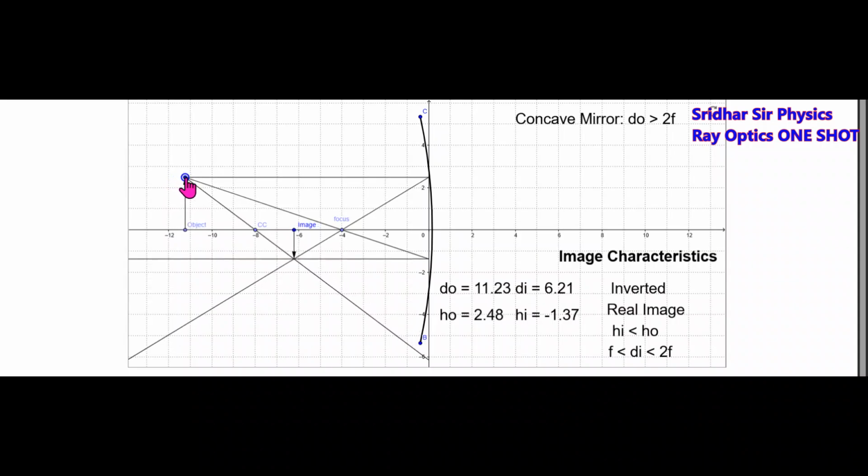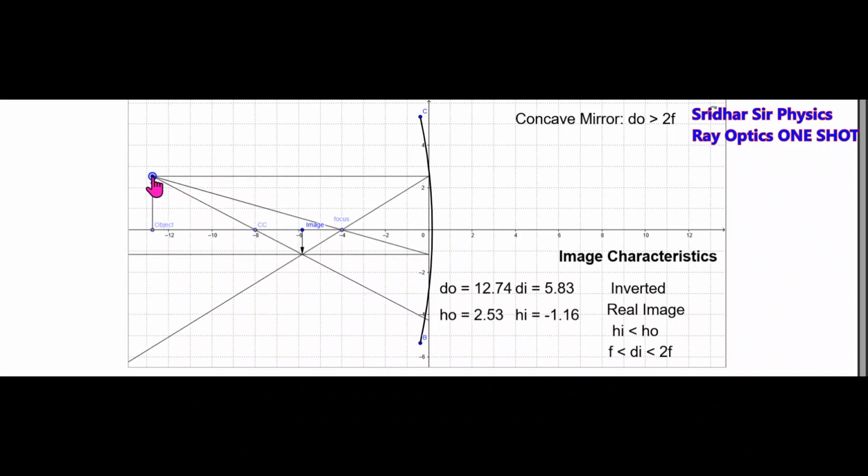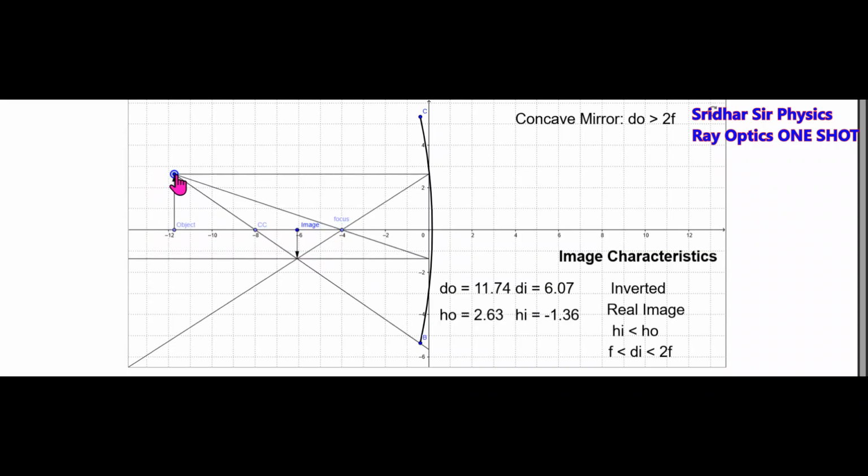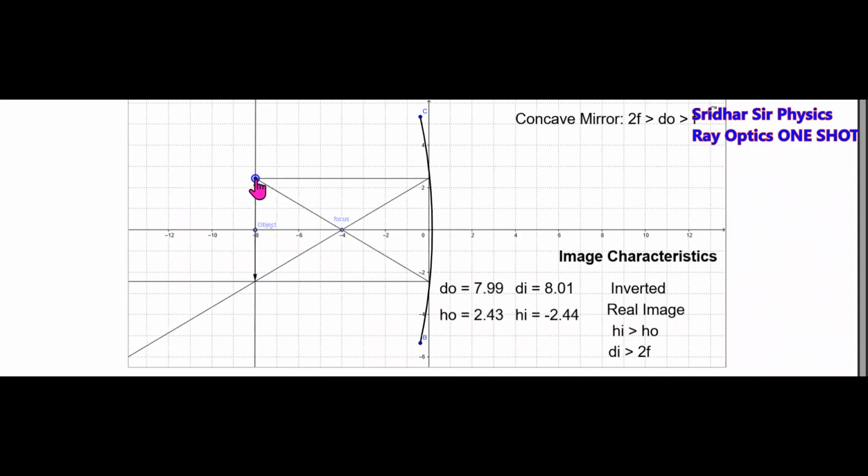as I move the object, now you can see object beyond C, where the image between C and F will be real, inverted, and diminished as I move the object. And when the object is at center of curvature, object height and image height will be same.